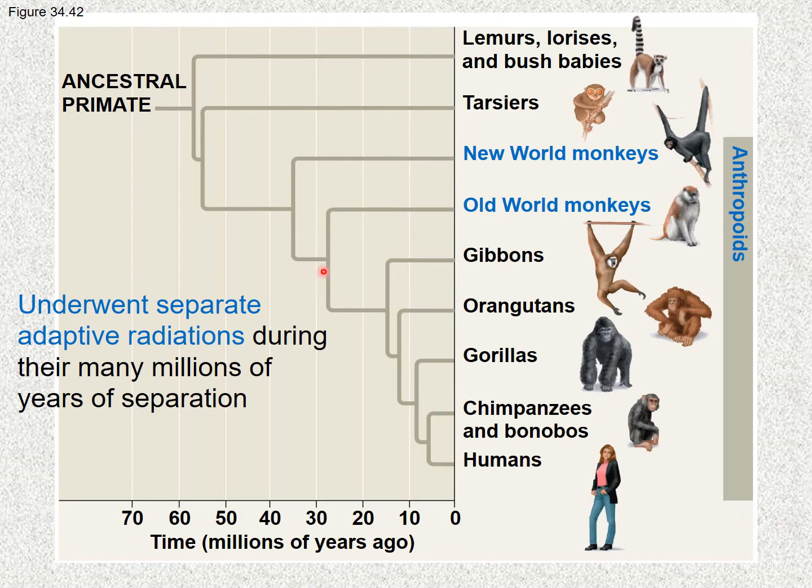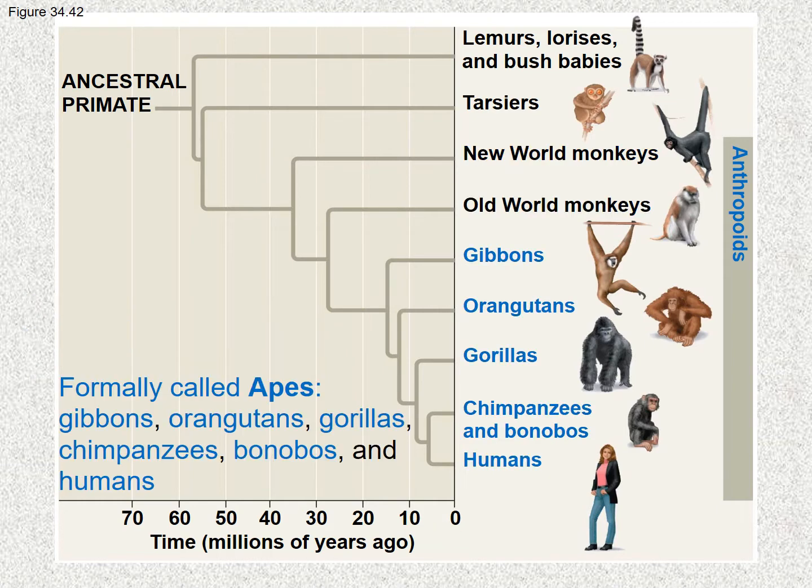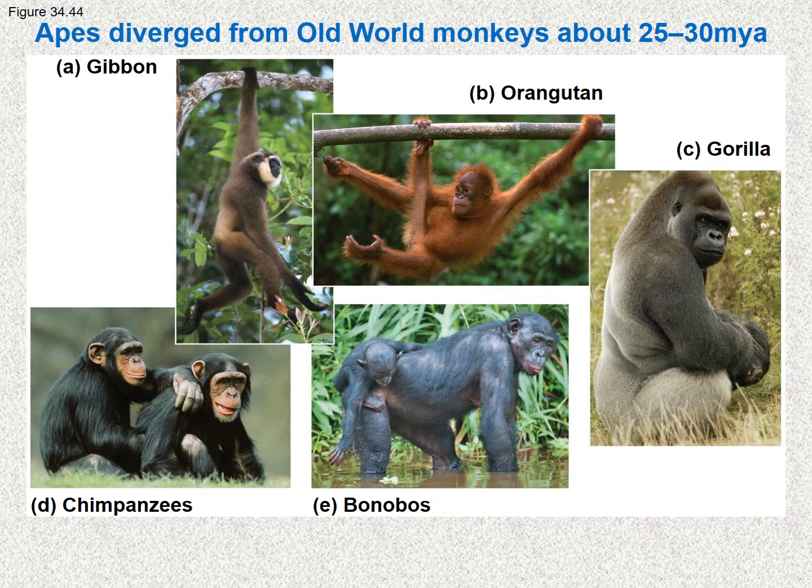So you can see that between the New World monkeys and the humans, there was probably about 35 million years of divergence. Now, the gibbons, the orangutans, the gorillas, the chimps and bonobos, and the humans all belong to one formal group called the apes. This shows images of all the groups of apes, and the apes, as I mentioned when we were looking at the tree, diverged from the Old World monkeys about 25 to 30 million years ago. The only thing missing here is a picture of humans.